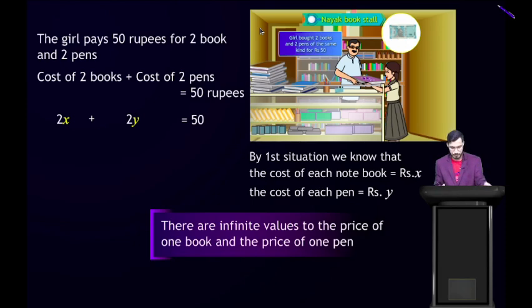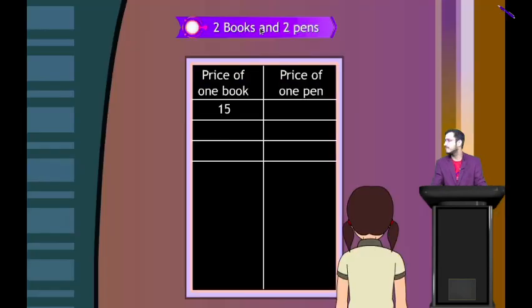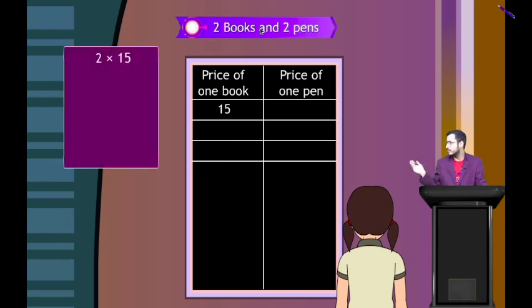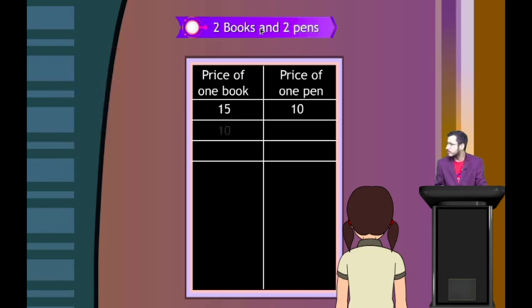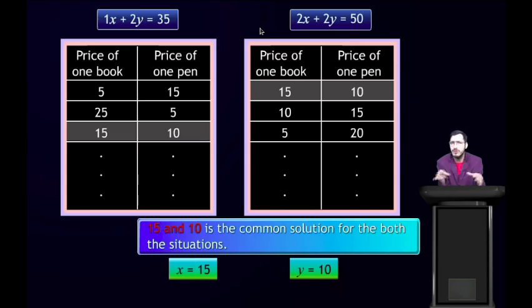You can see the table here again. When the price of one book is 15, the price of one pen is 50 minus 2 into 15, that is 20, divided by 2, so 10 rupees. So 15 and 10, 5 and 20, and so on. There are infinite solutions.